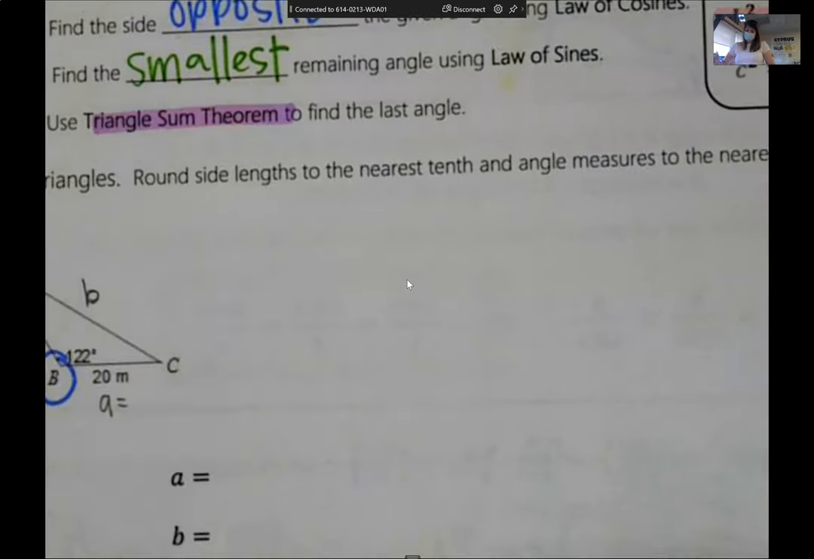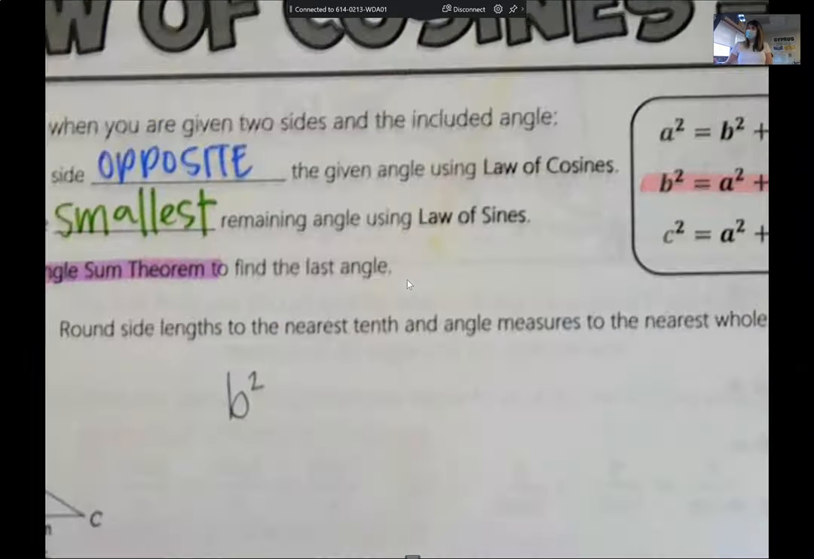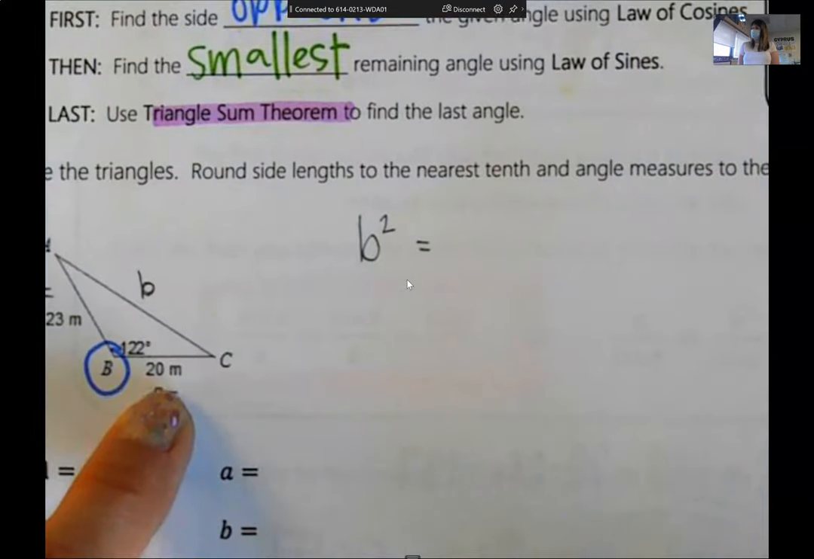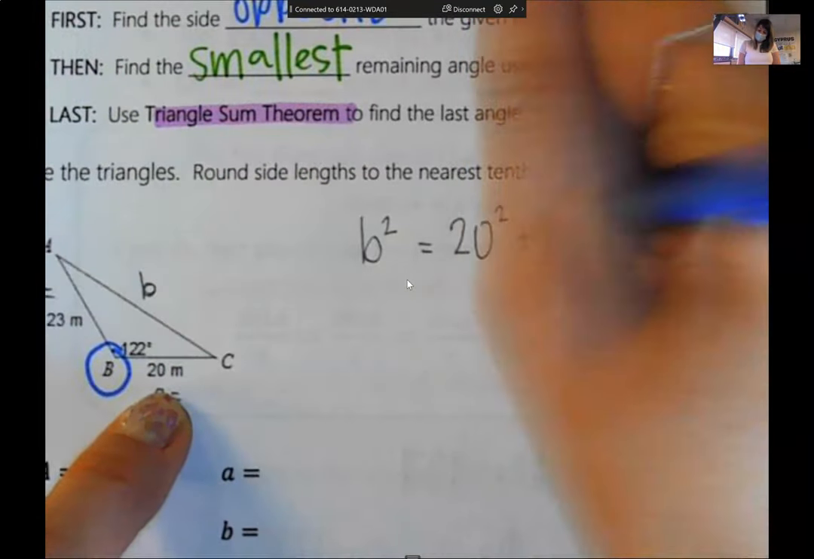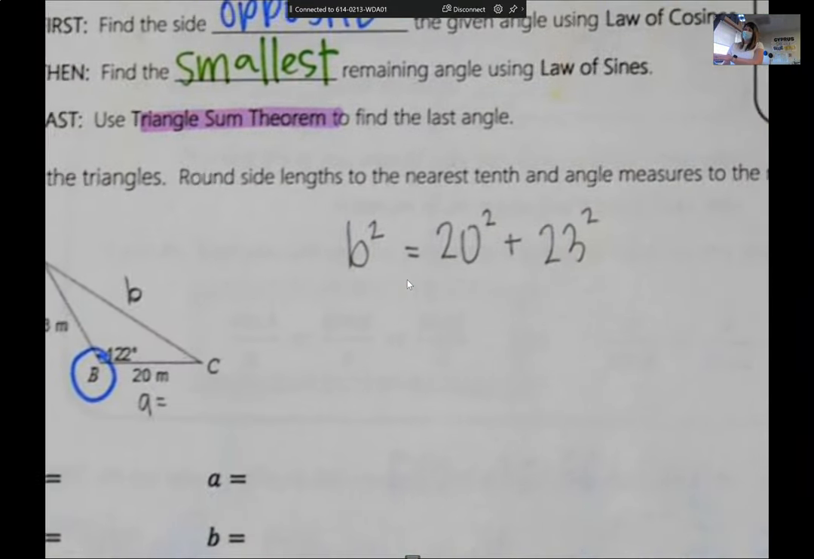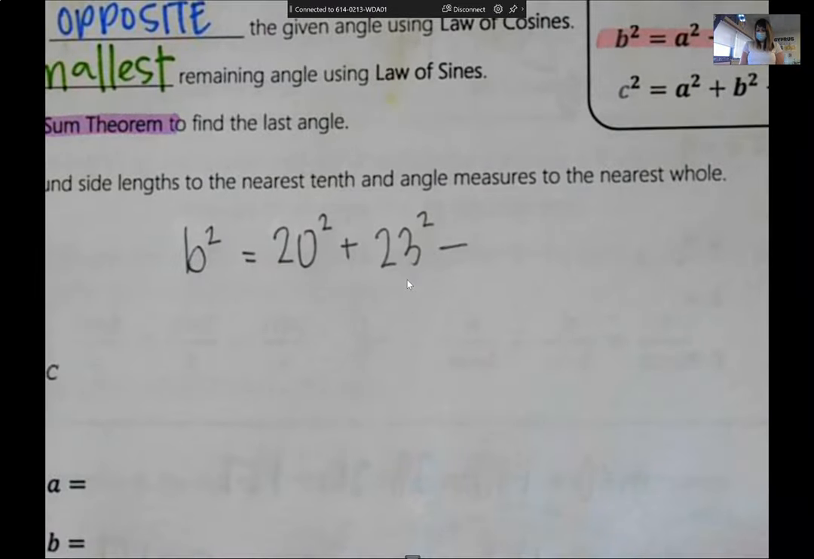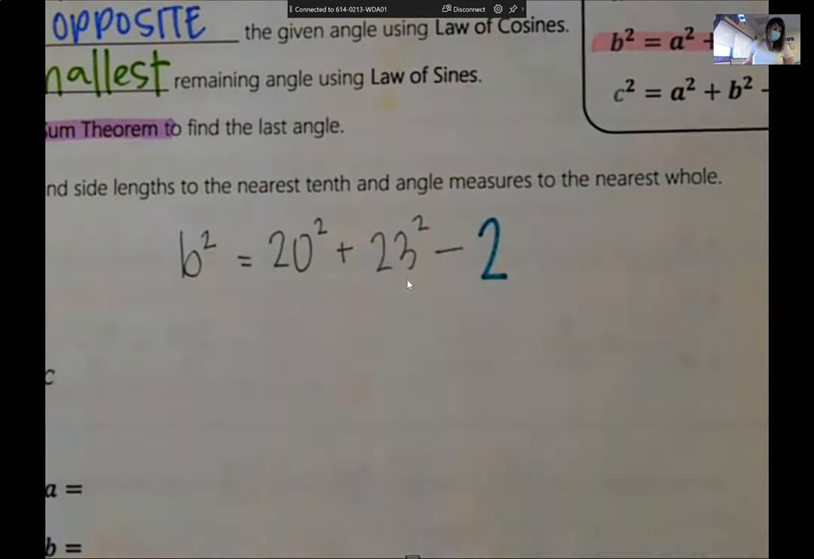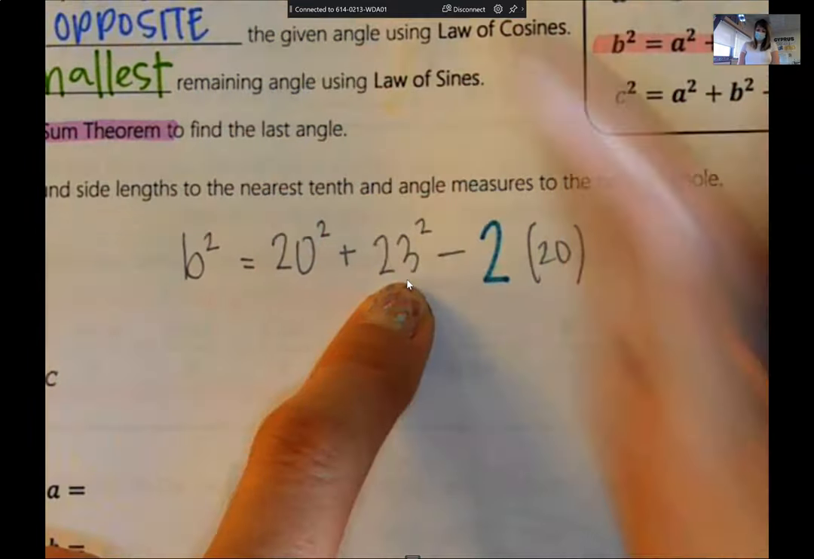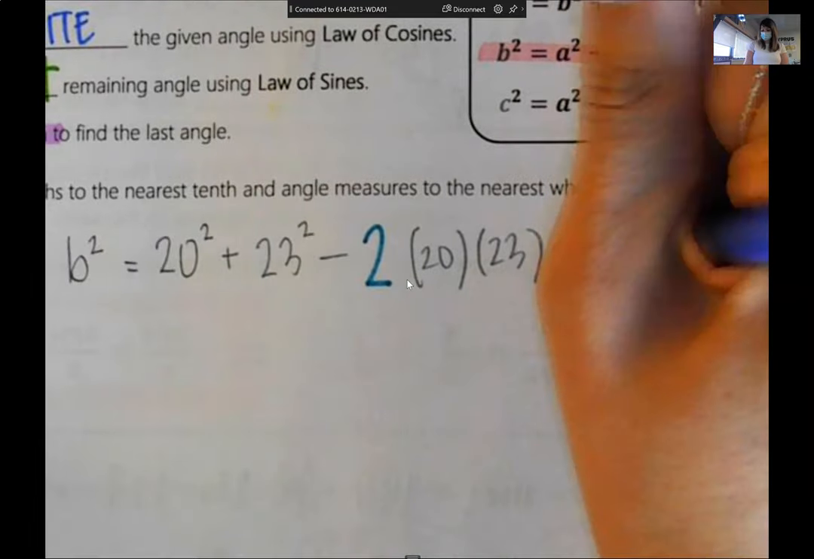So we'll do B squared, because that's what our formula says. B squared equals A squared, so that's 20, that's a little a, plus C squared, that's 23. So we're squaring the two sides that they gave us. Then we're going to minus 2, and that's always a 2. This is always a 2. That's just part of our formula. This first side, 20, times this second side, 23, times cosine of the only angle they gave us, which is 122.